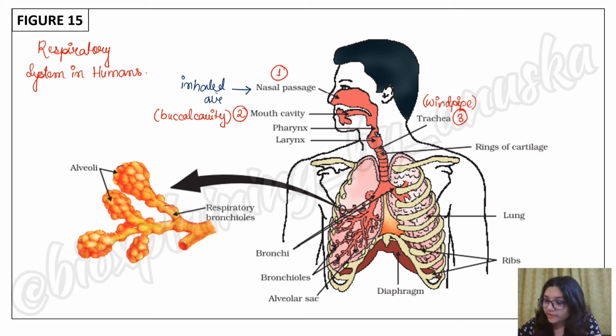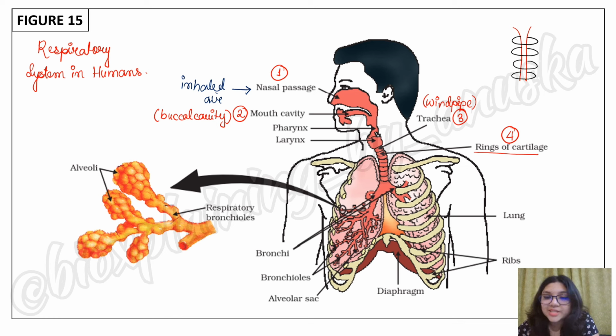Then what do we have? Part number 4 refers to these regions here. These are the rings of cartilage. So I'll just give you a very brief diagram here, a rough sketch. See, this is the trachea. The rings of cartilage are incomplete C-shaped rings that surround the trachea like this. So they support the trachea and prevent it from collapsing down.